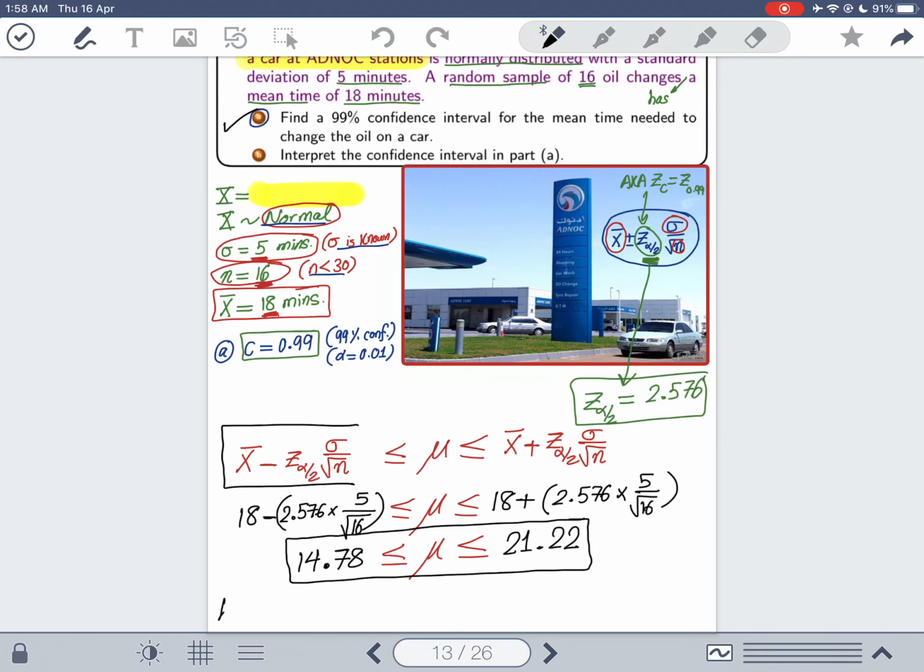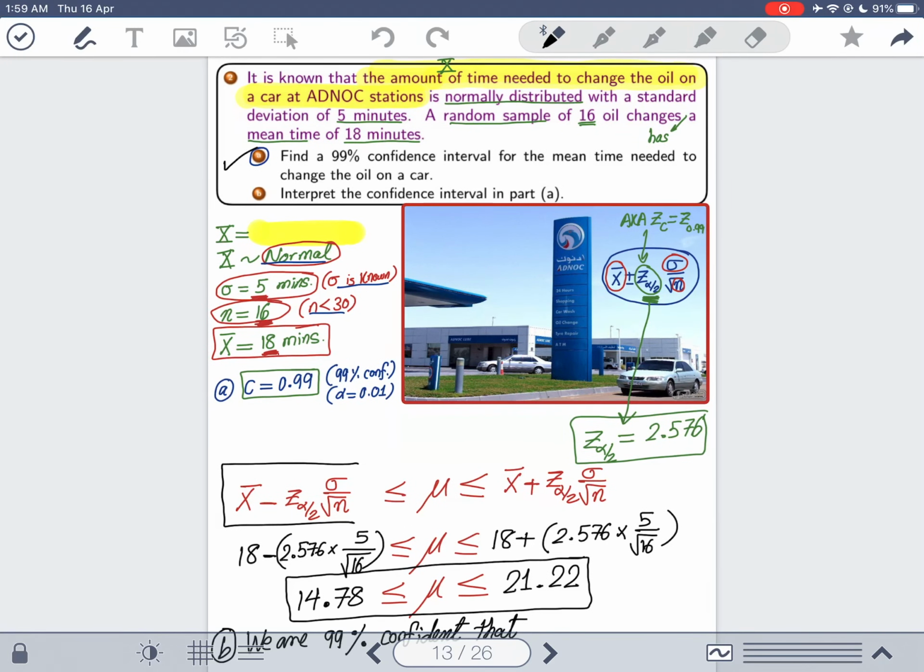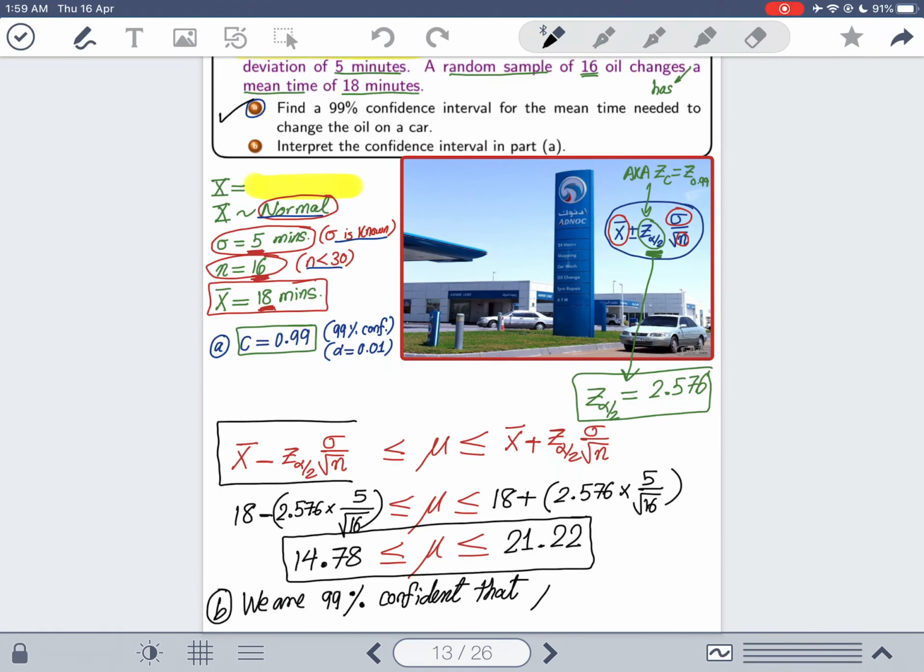So in part B, it says interpret the confidence interval in part A. It's very simple to interpret the confidence interval. If you watched the 2 lectures before, you know already what to do here. You will say, we are 99% confident, because we took 99 in this question, that mu, and you say what is mu in this case for this population? It's the time needed to change the oil on a car that goes to ADNOC. I will write here mu, but you understand that you have to write what it is from the question. Okay, so this is the population mean.